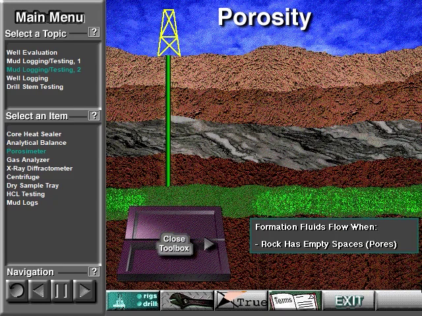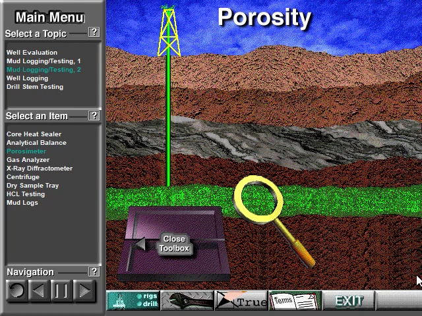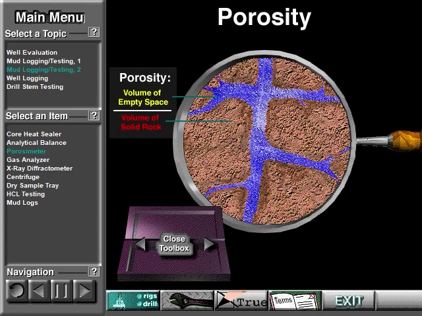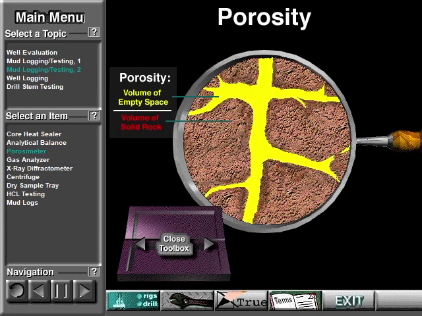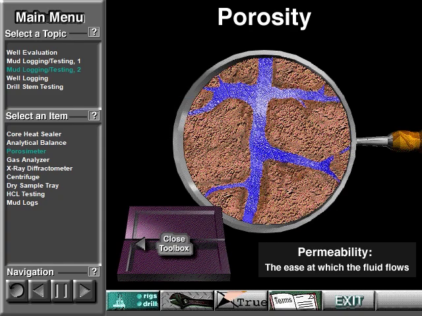Formation fluids such as oil, water, and gas can flow through rock formations when the rock has empty spaces, or pores, and the spaces are connected, permeable. Click on the magnifying glass to get a closer look at the pore spaces. The ratio of the volume of empty space to the volume of solid rock is called porosity. The measurement of the ease at which the fluid flows is called permeability.